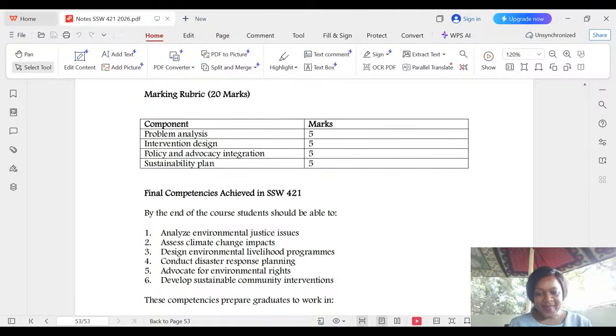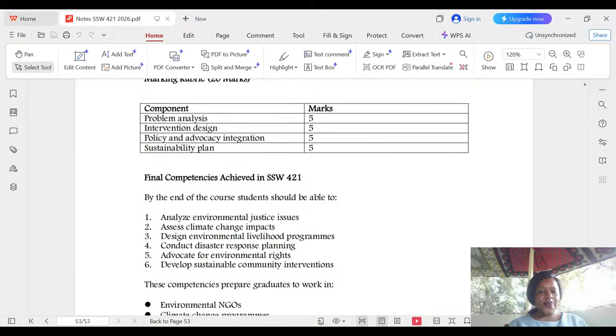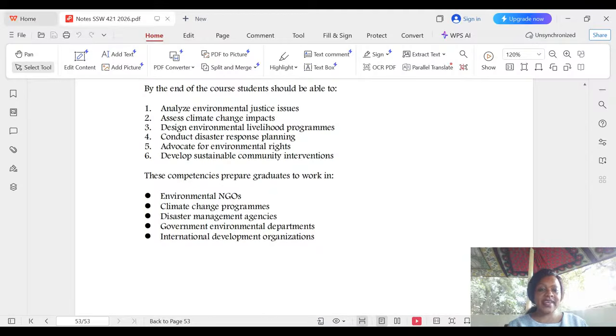So at the end of this entire material, you should be able to analyze environmental justice issues, to assess climate change impacts, to design environmental livelihood programs, to conduct disaster response planning, to advocate for environmental rights, and to develop sustainable community interventions. And you should be able to work in environmental NGOs, in climate change programs, in disaster management agencies, in government environmental departments, in international development organizations, and others. So that is it.